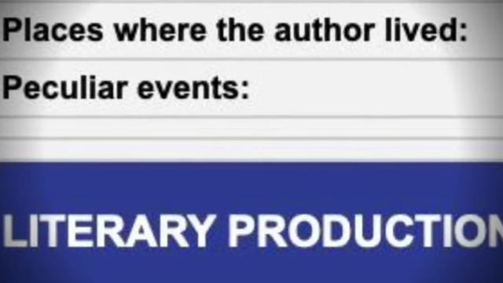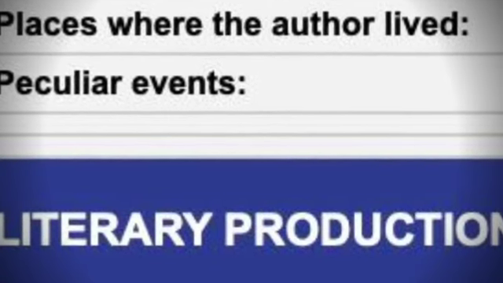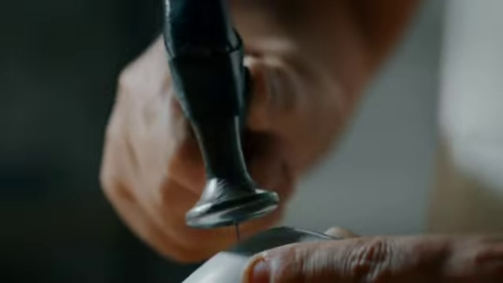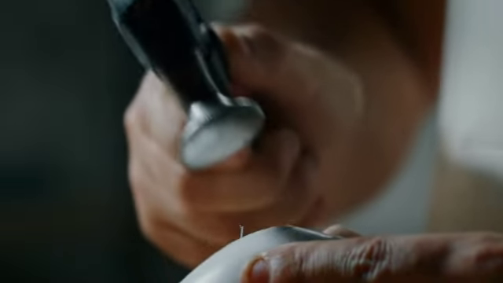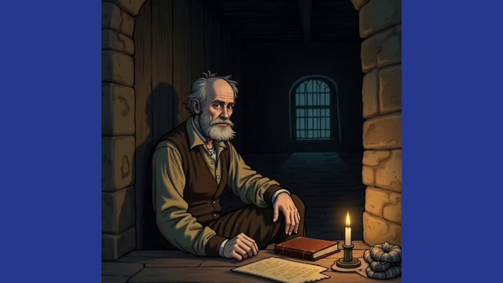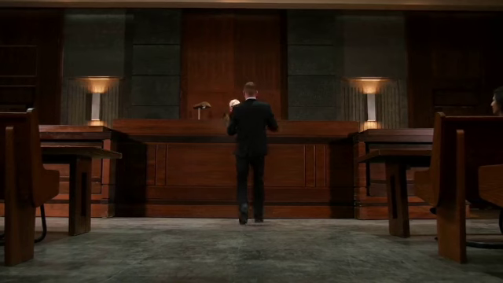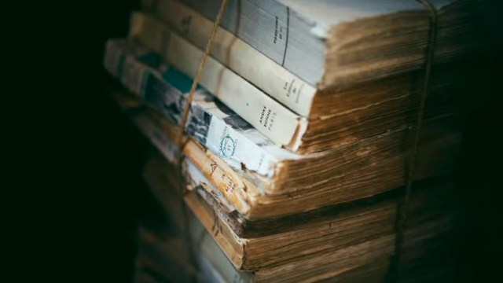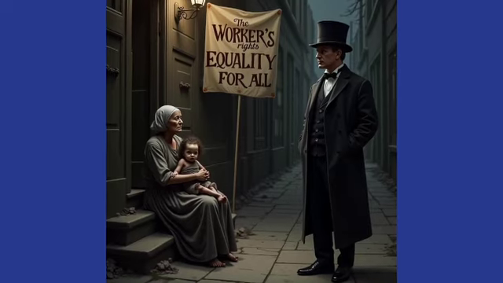Peculiar events. In this section, we are going to write about events that were unique but influenced the author's writing. Think of unusual but significant happenings in Dickens' life. For example, when Dickens was young, his father was sent to prison because of debt. At the age of 12 years old, Dickens worked in a factory to earn money. He later worked as a journalist, reporting on courts and parliament. These experiences inspired him to write about poverty and injustice in society.